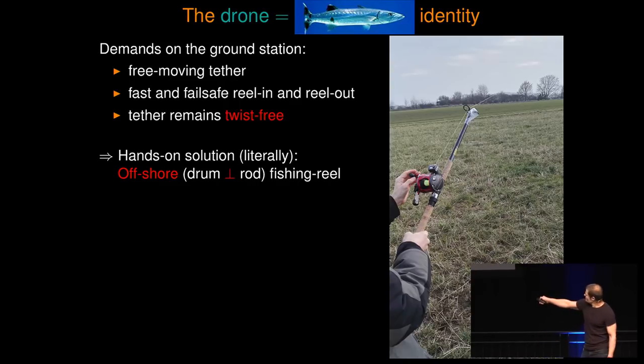And you need offshore here because the drum has to be perpendicular to the rod. This guarantees that the reel-out phase is twist-free on the tether. Other fishing rods have the drum aligned with the rod, and then you accumulate twist on the tether, which can lead to knots, and then it's not a good idea. It's destroying your tether. So this is the first flight test. We were very enthusiastic and started the first flight test, and here it is.